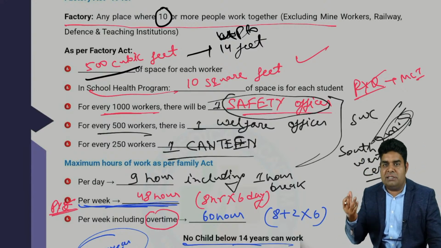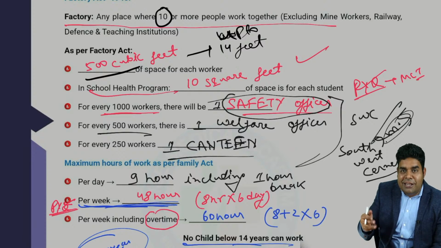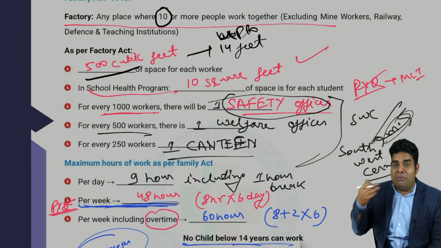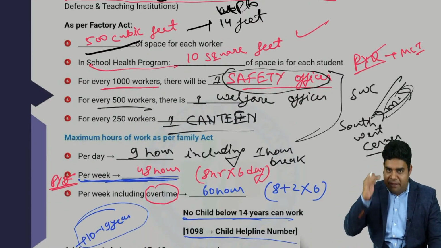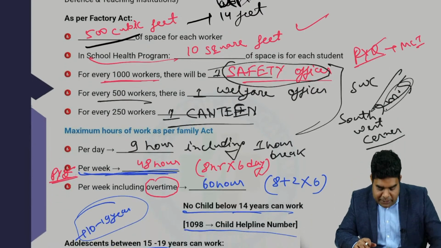Anyway, safety should be first because if safety is removed, accident can occur. So safety first 1,000, then welfare 500, canteen 250.